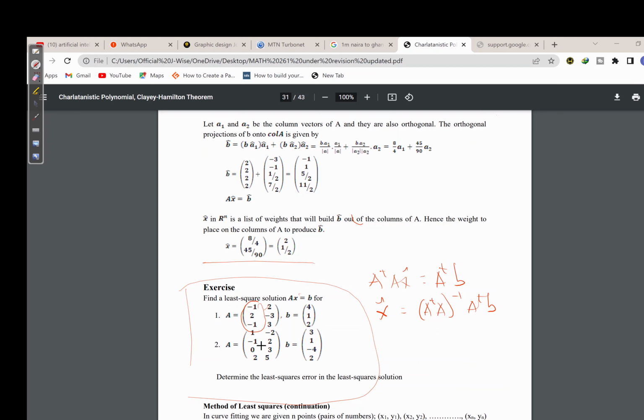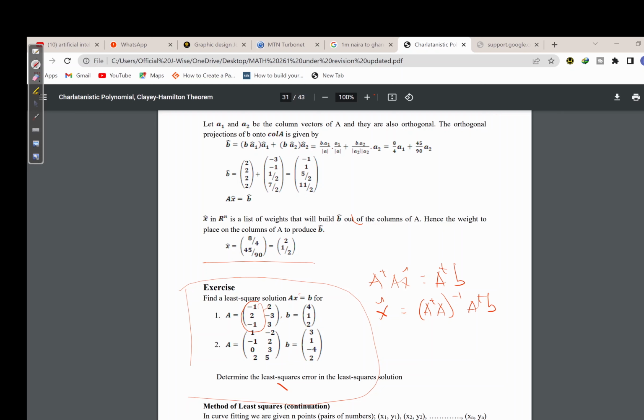Then after that, you multiply the transpose of A by matrix A. Then you find the inverse. The inverse is 1 over the determinant times the adjoint of A transpose A. Then you also multiply the transpose of A by B. Then we multiply the inverse of A transpose A by A transpose B. That will help you to find the least square solution.